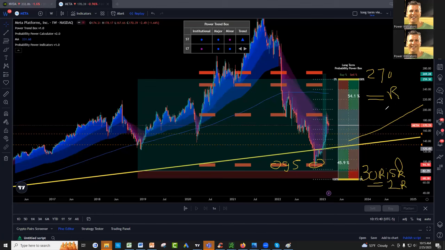Reward of what? Can people do the math? We have an entry price of 95, an exit price of 270, and a risk of 30. I just gave you the math. It is the resistance minus the support divided by your one-off, and it gives you how many hours of upside you have. It's not 9.